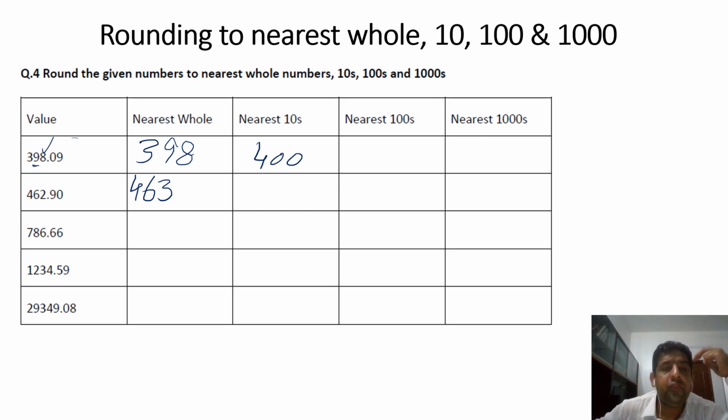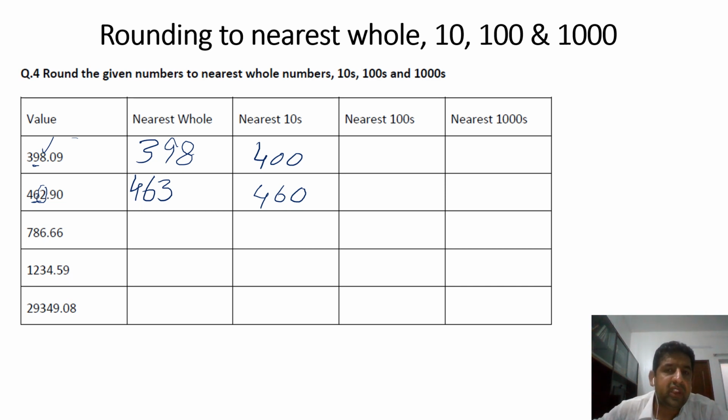Same is the case if we are dealing with the 462. We will be underlining the 6 and 2 will be the next number. 2 is smaller than 5, so we will make no changes. But remember, all the numbers will be changed into 0. So the answer will be 460. Remember, the whole number tens, hundreds and thousands won't have any decimal place.